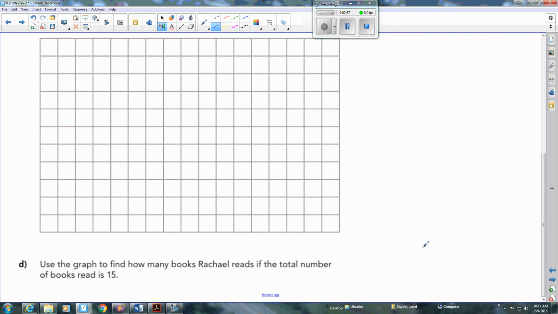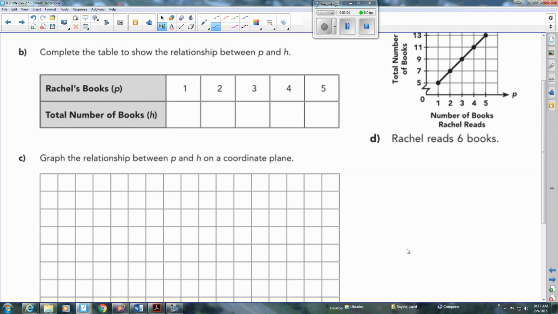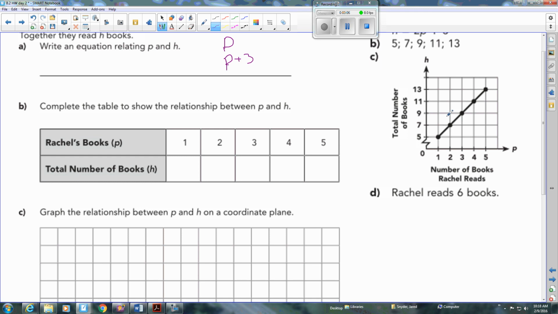Part D reads, use the graph to find out how many books Rachel reads if the total number of books is 15. Total number of books would be 15, so I would take that all the way up to here. And if we look, that would be 15. And that's really going to be, if we keep this going, 6. Next question.